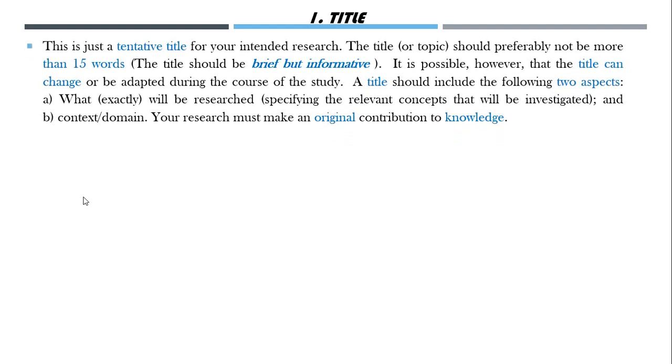So let's start with the first component of a research proposal, which is the title, the topic of your research project. This is a tentative title for your research. Remember that the title should not be too long or too short, but it should be brief but informative. It should provide information on what you are going to do. Generally, each title has nearly 15 words. Remember that the title of your research project can be changed as you progress, depending on how you are working, the data you are gathering, the advice collected from your supervisor, and so on.